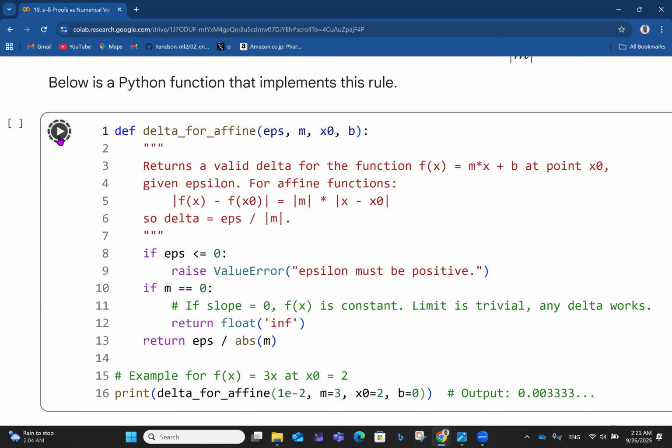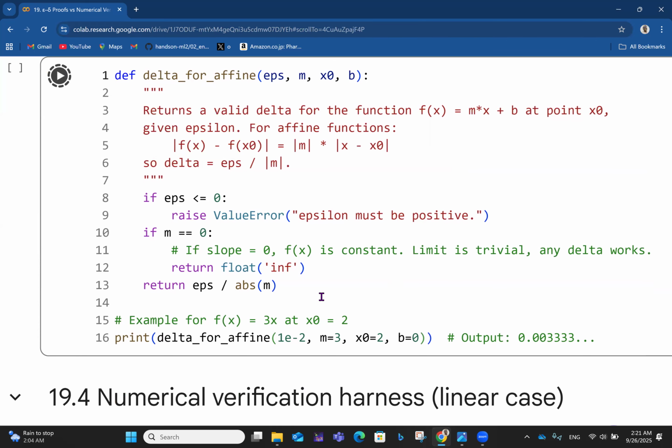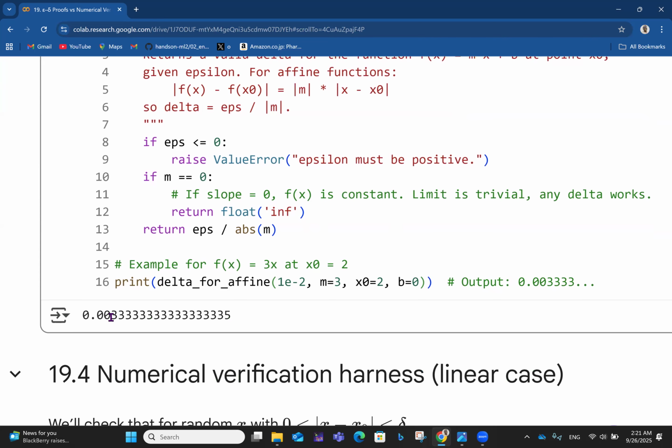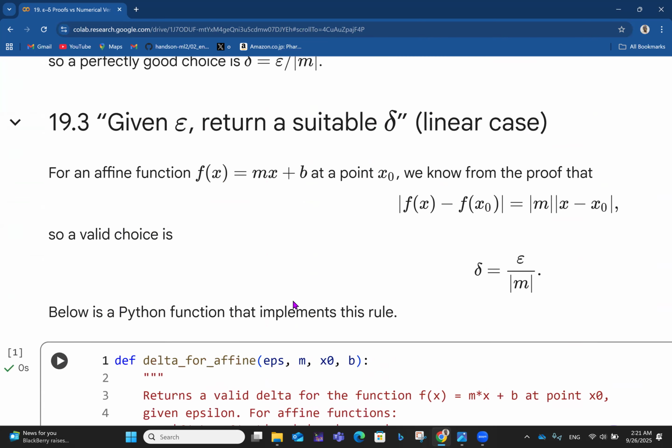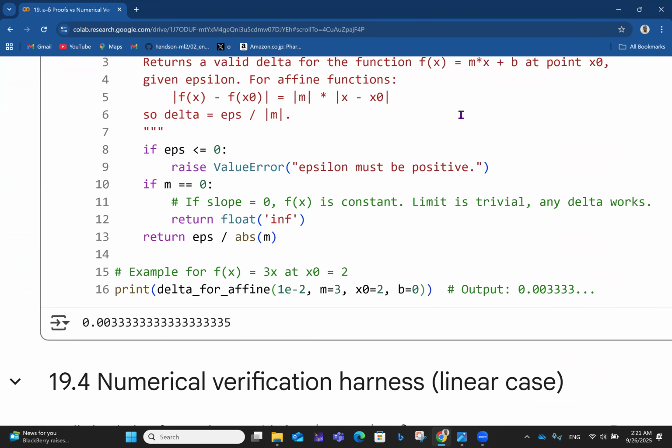So if you do this now, we can get epsilon over 3, which simply is 0.0033. So up here we got epsilon over 3. Since we took epsilon here to be 1 times 10 raised to minus 2, that is 0.01 divided by 3 now, and this is what we get. We get 0.00333 and so on.